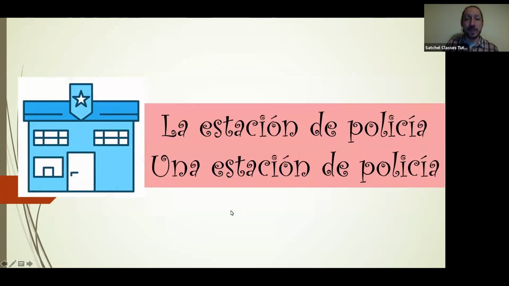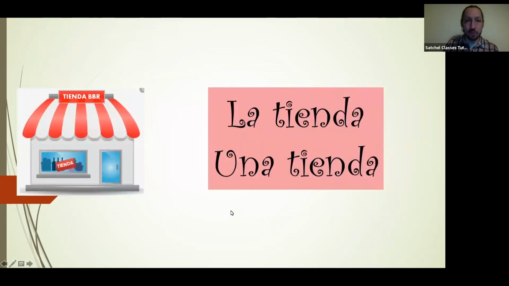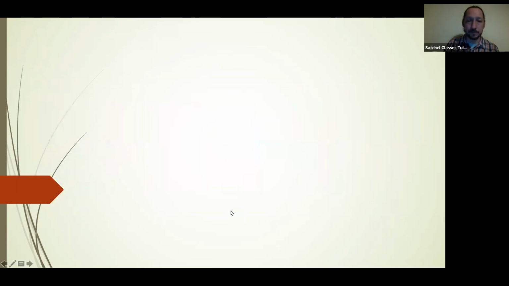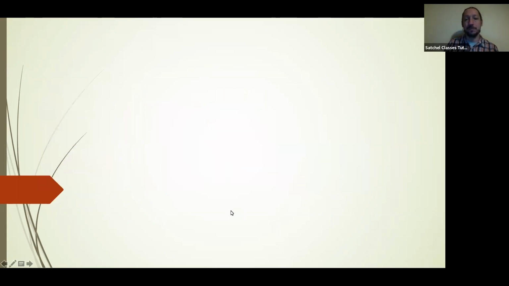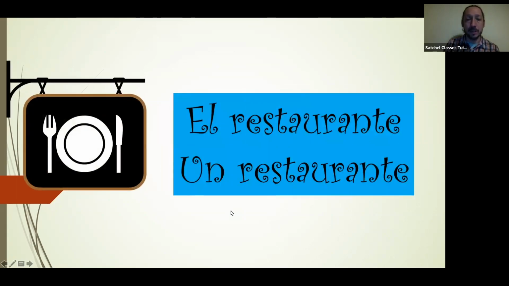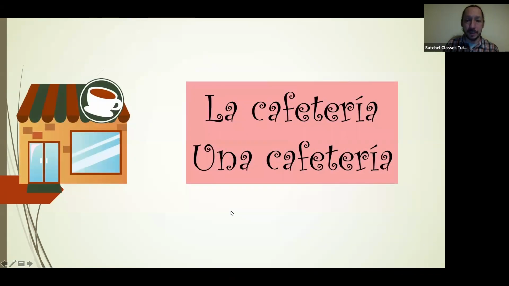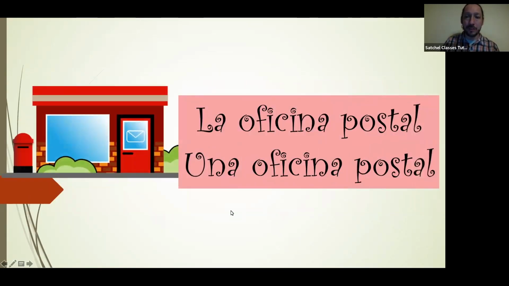La estación de policía, una estación de policía. La tienda, una tienda. El cine, un cine. El banco, un banco. El restaurante, un restaurante. La cafetería, una cafetería. La oficina postal, una oficina postal.